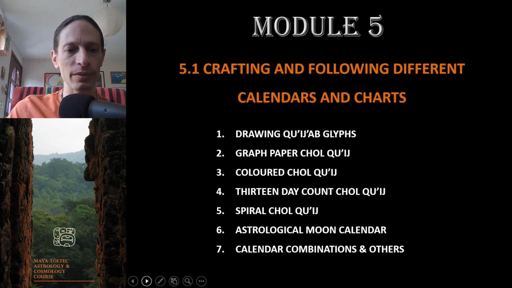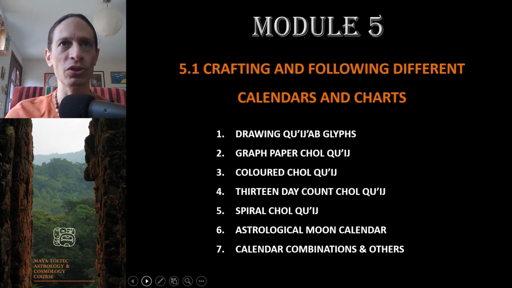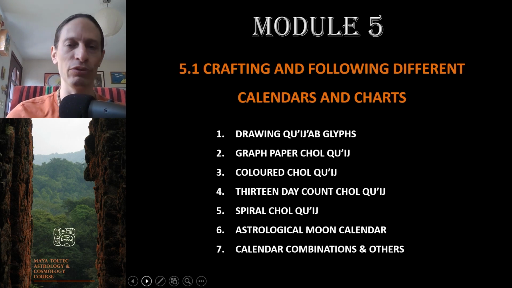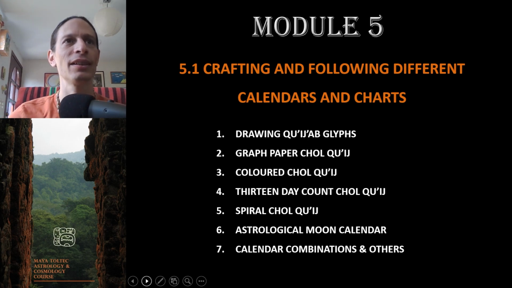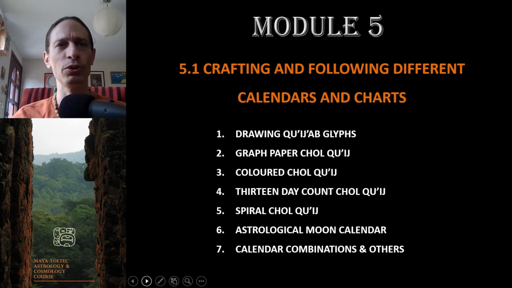Okay, so the idea is that we have a lot of different charts, a lot of different cycles, and you can create charts that include different cycles. You can create charts for a specific cycle. They're all good. They're all helpful. So with this, we're going to go through these seven versions. First, the sections in this lesson: drawing the glyphs. This is homework for you too, okay? You want to draw the Quijab glyphs. You want to practice that.